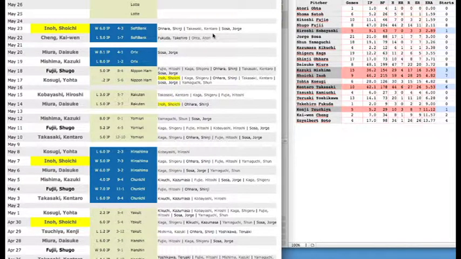He did start again on May 23rd against SoftBank, and he got the win. Ino has been fairly consistent as both a starter and a reliever.